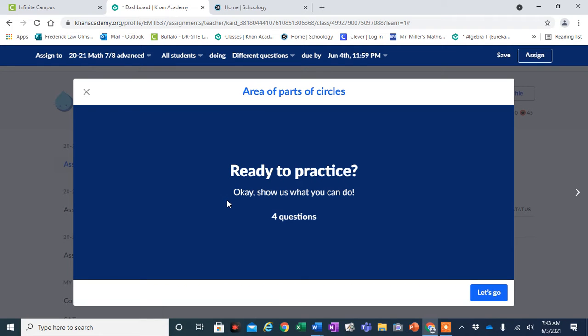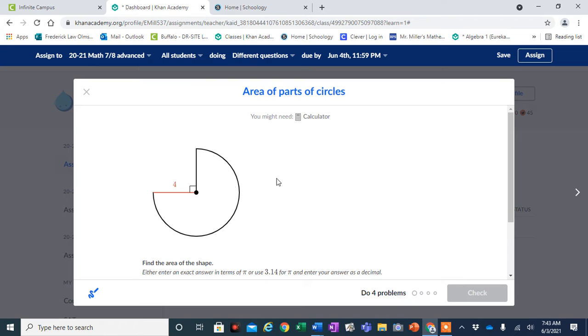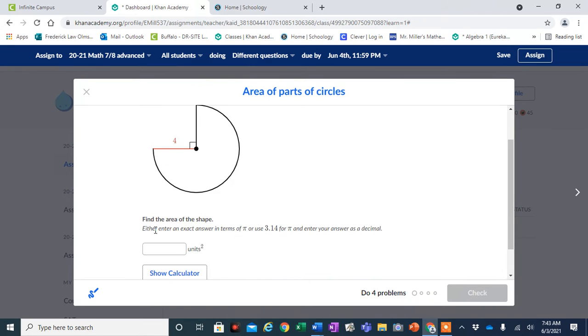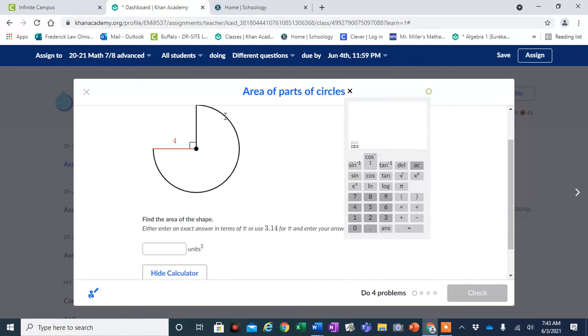Hi everyone, this video is on area of parts of circles. So for this problem here, they want us to find the area of the shape. They tell us we can either use pi or we can use 3.14 to replace pi. So I'm going to pull up my calculator.